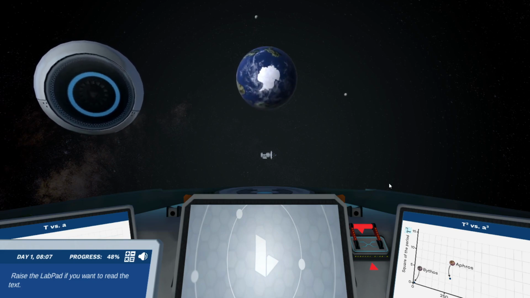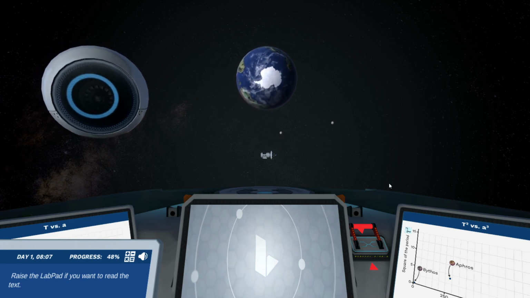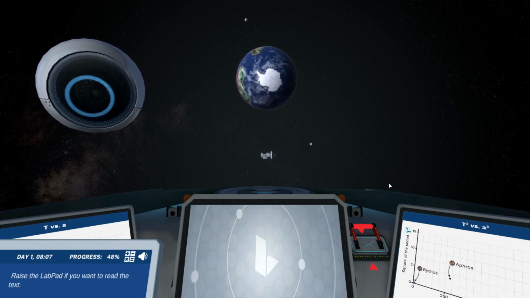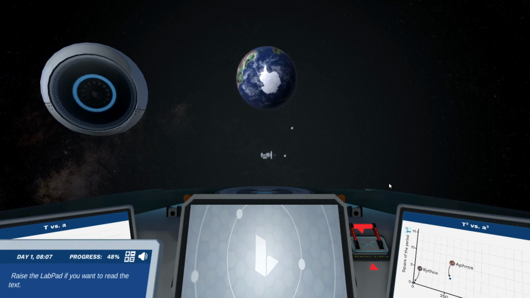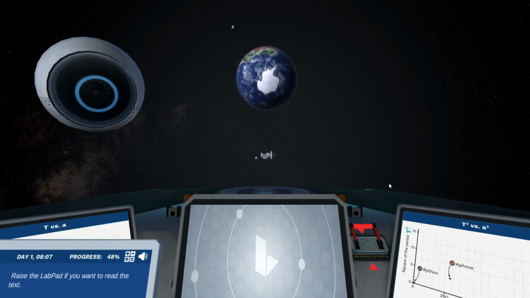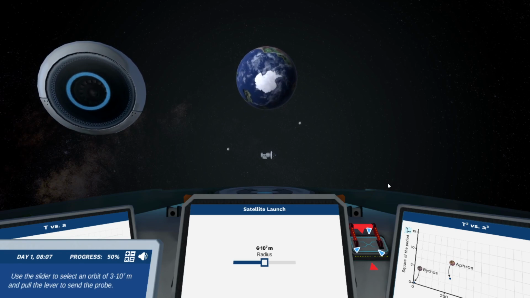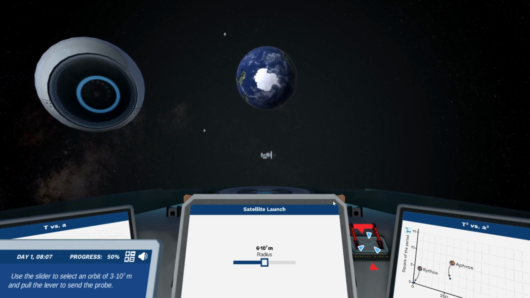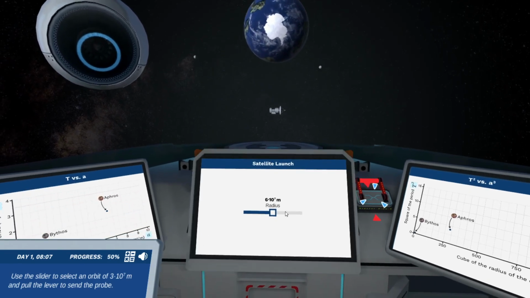Select the radius of the orbit with the slider and observe how long it takes the satellite probe to complete one orbit. Our data will appear on the graphs on the lateral screens. Use the slider to select an orbit of 30,000 kilometers and pull the lever to send the probe.